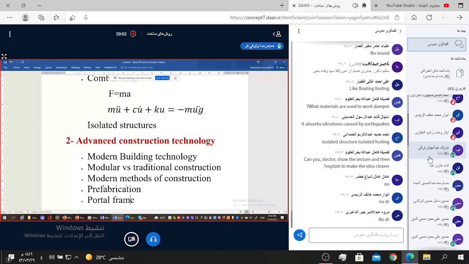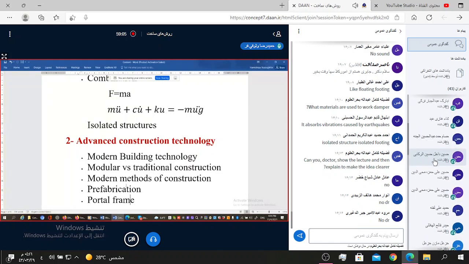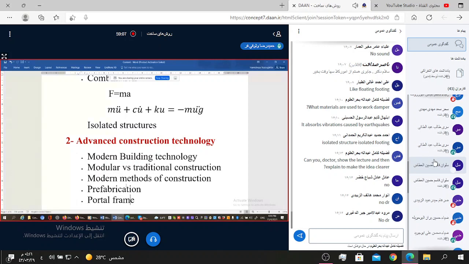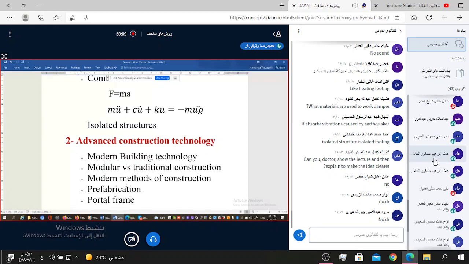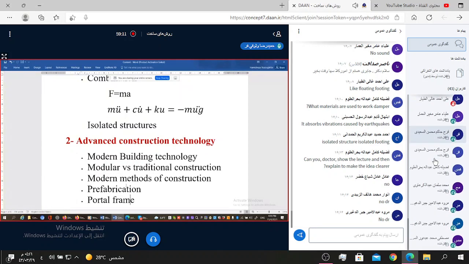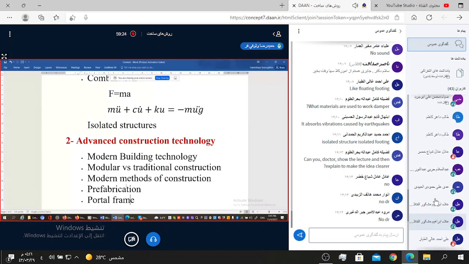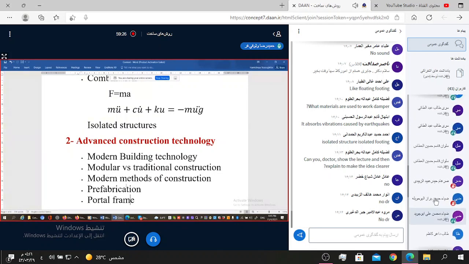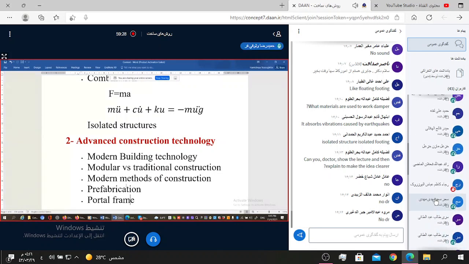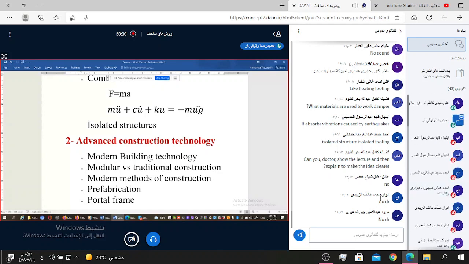So every construction technology should be adapted to the culture of each country and the culture of each people in each country. That's very important. Please consider that as a key factor. Thank you. We will discuss modern building technology.